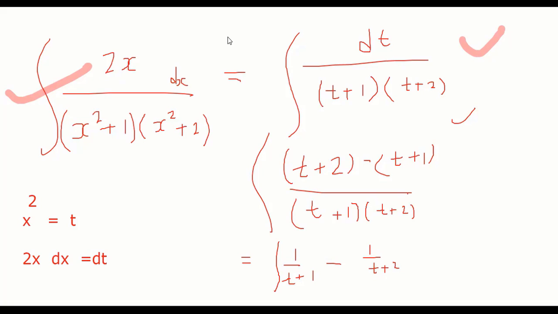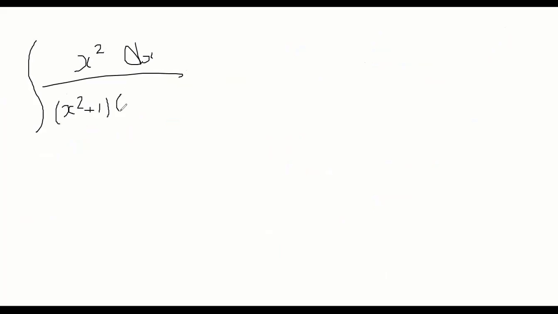Correct? Let's see, if you do this one question, tell me the method again. Question is integration of x square dx, and it is x square plus 1 times x square plus 4. Anyway, let's do it. Tell me the method: x square plus 1 and x square plus 4, who will tell me? Prabha, tell me, what are you going to do?